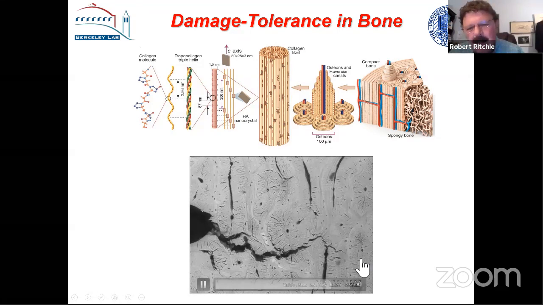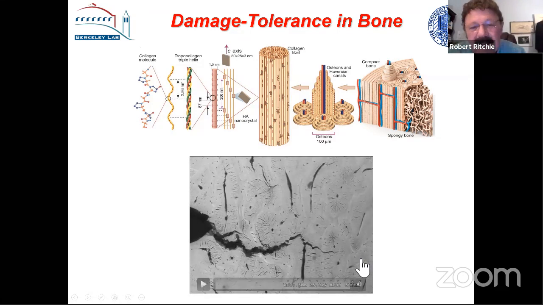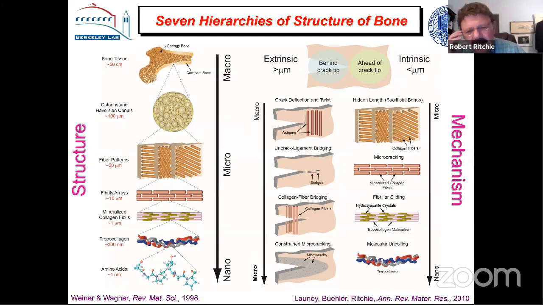And this is a crack propagating in, it's actually antler bone, but you can see these are very complex cracking configurations. So let's look a little bit at that. As I said, bone has these hierarchies of structure. Sometimes they're called the 7 hierarchies.